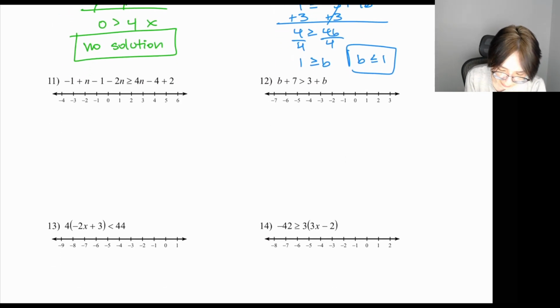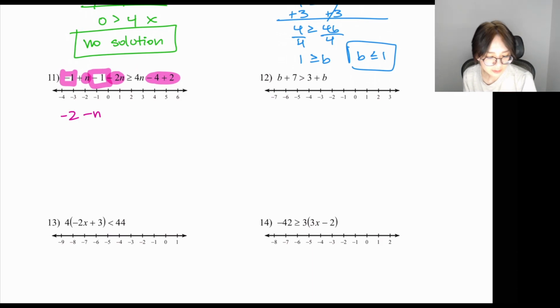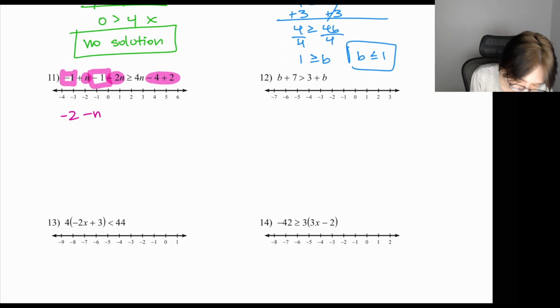This one's a longer one. I'm just going to go straight from here. We've got common terms right here, and some over here as well. So I'm just going to go straight to combining them. Oh, wait, we have some more too. Hold on. We have these ones too. So negative 1 minus 1, negative 2. N minus 2n is negative n, because it's like 1 minus 2. Greater than or equal to 4n. Negative 4 plus 2 is still negative 2.